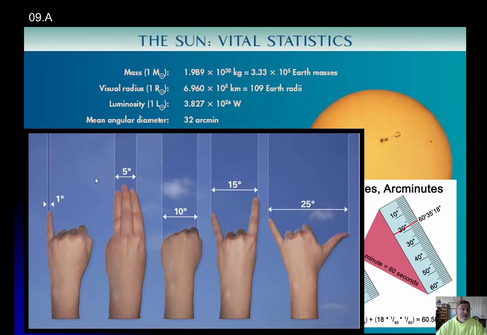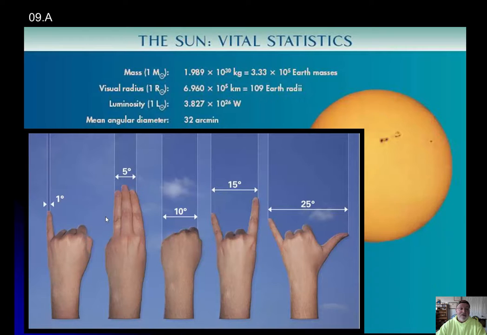So what does that mean? 1 degree of arc is the little finger held out at arm's length, and this is 1/2 of it. So that's 60 arc minutes. This is 32 arc minutes, so it's half of that. So you can cover up basically two suns sitting next to each other with your little finger at arm's length. Pretty amazing.